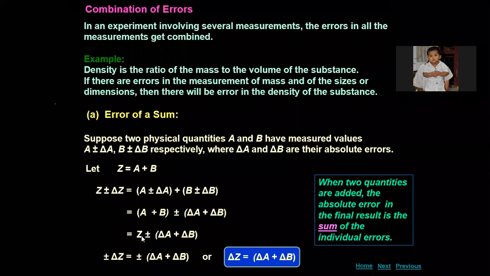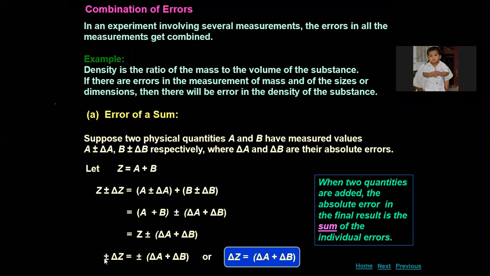Z is equal to Z, and plus or minus delta Z is equal to what is there? Plus or minus delta A plus delta B is there. That only I have written here. Okay. So we have plus or minus on both sides, that we don't need to consider. So delta Z is equal to delta A plus delta B we have.